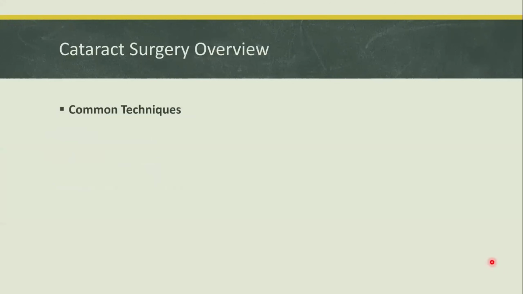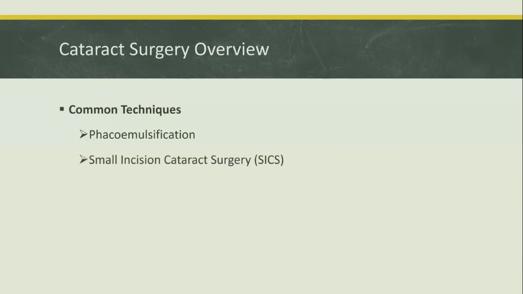A few patients will ask how the surgery will be performed, what type of technique. So we need to know the common techniques by which we perform surgery. One is phacoemulsification, which is the most commonly performed cataract surgery. It uses ultrasound energy to break the cloudy lens into small pieces, and these lens fragments are removed and replaced with an intraocular lens. There is a small incision on the temporal side, with fast healing and quick visual recovery. Then there is small incision cataract surgery, SICS or MICS.